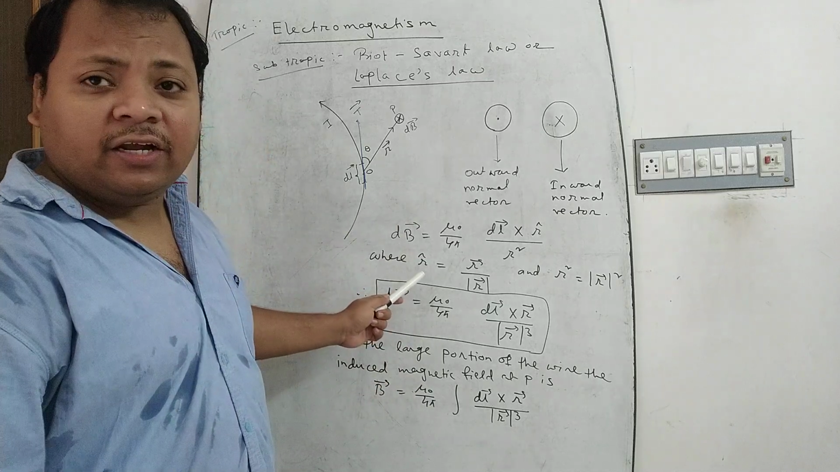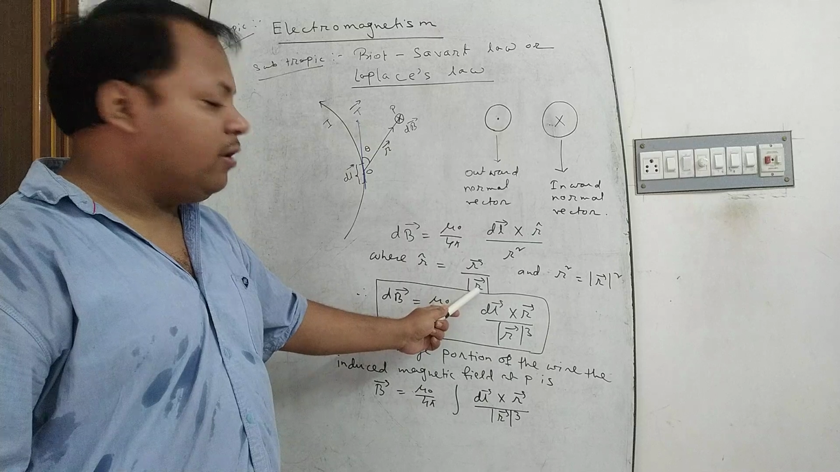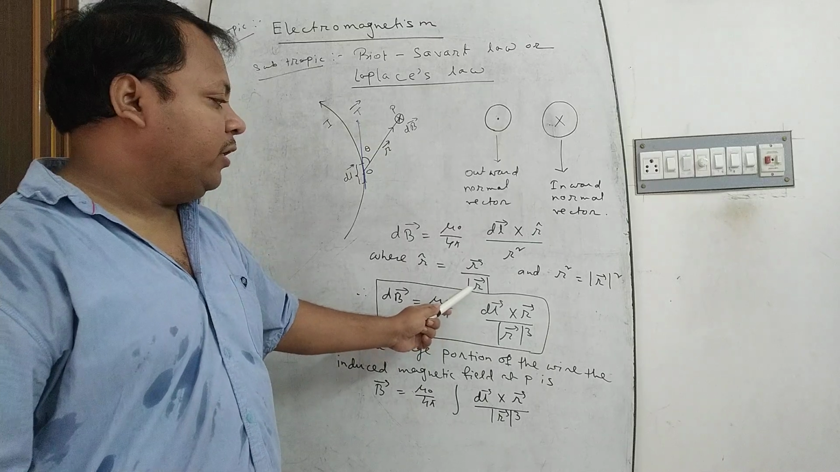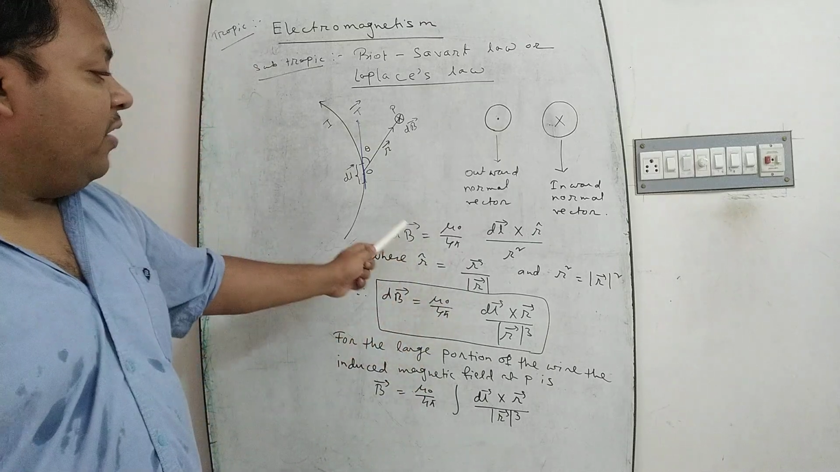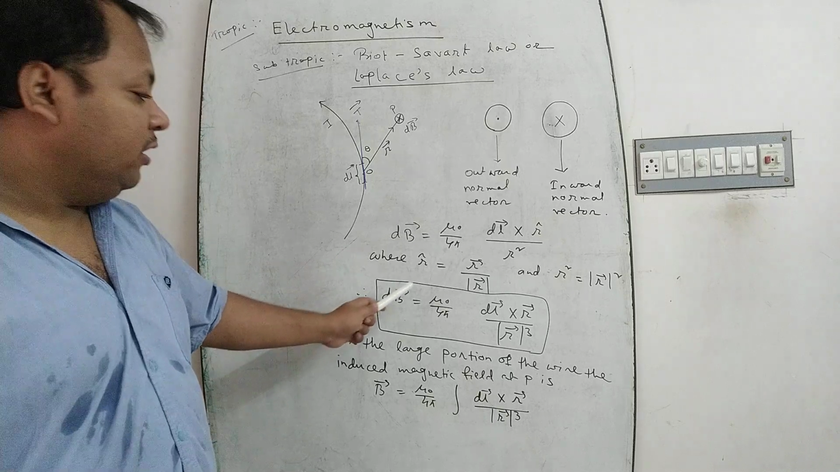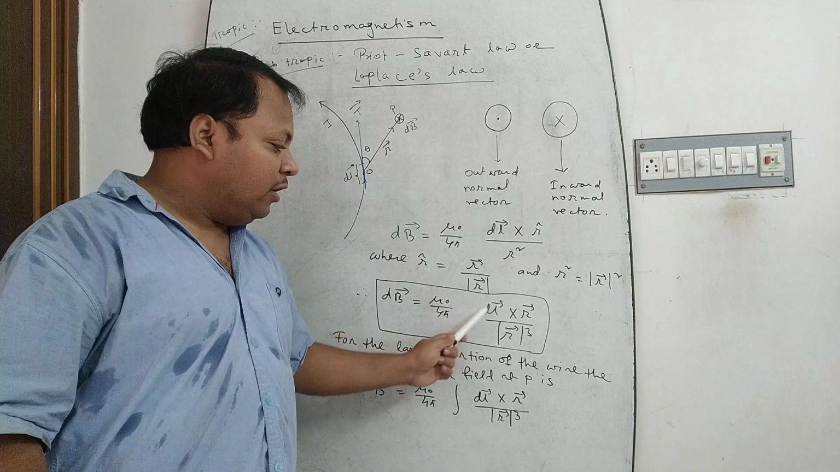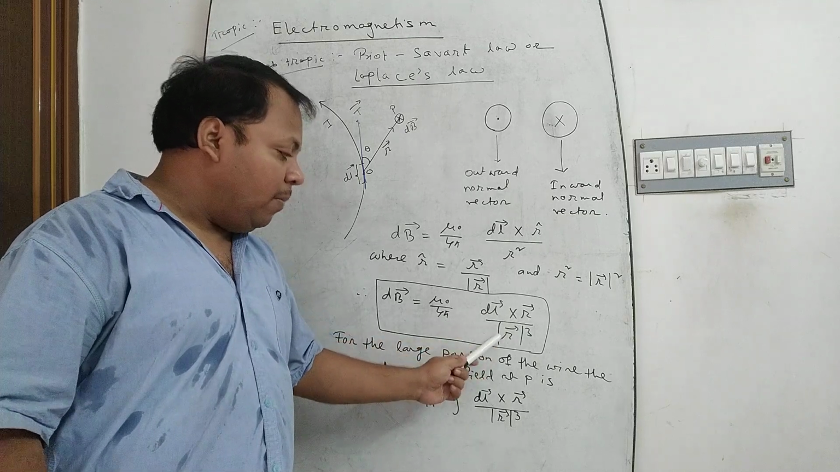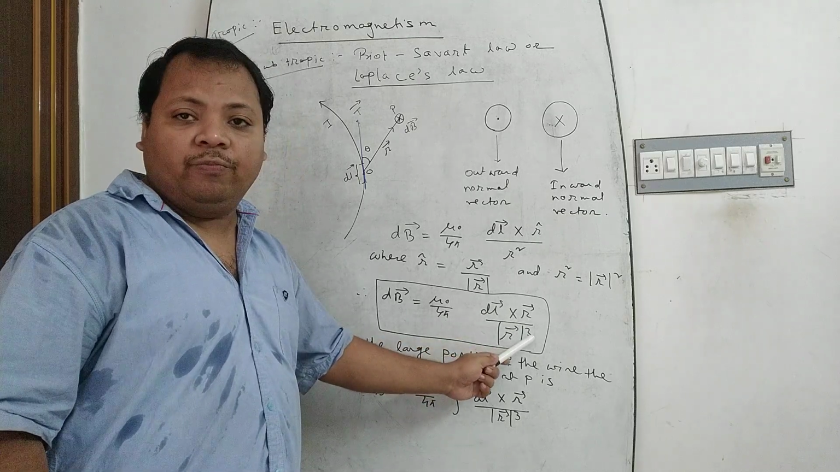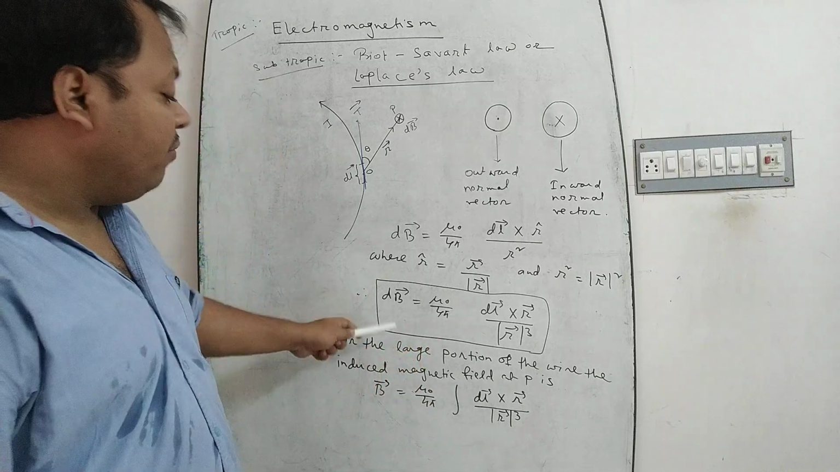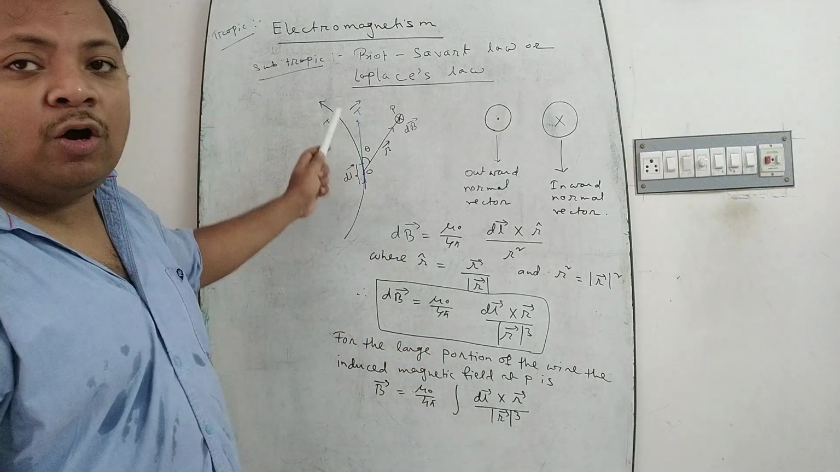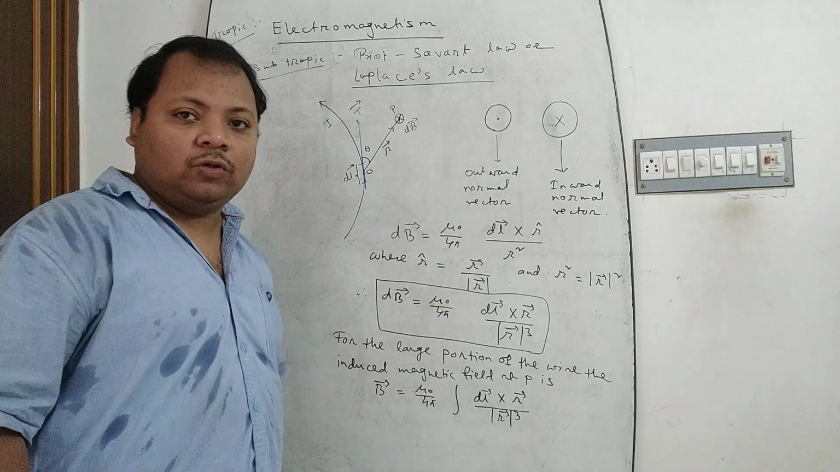Therefore, you know that r cap is equal to r vector by the magnitude of the r vector. Then we can write the dB vector is equal to mu 0 by 4 pi, dl vector cross r vector by mod of r cube. This is the vector form of Laplace law or Biot-Savart law.